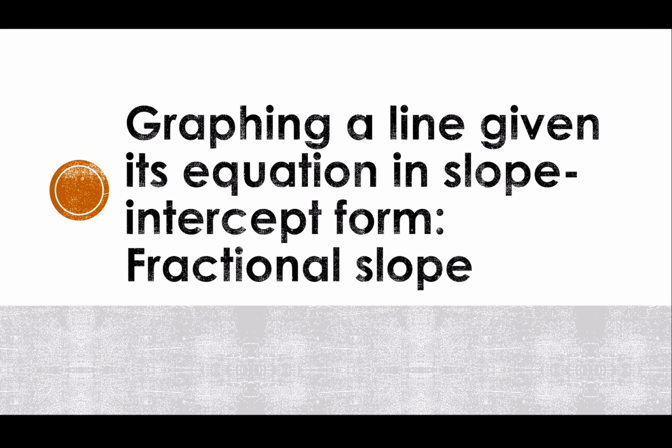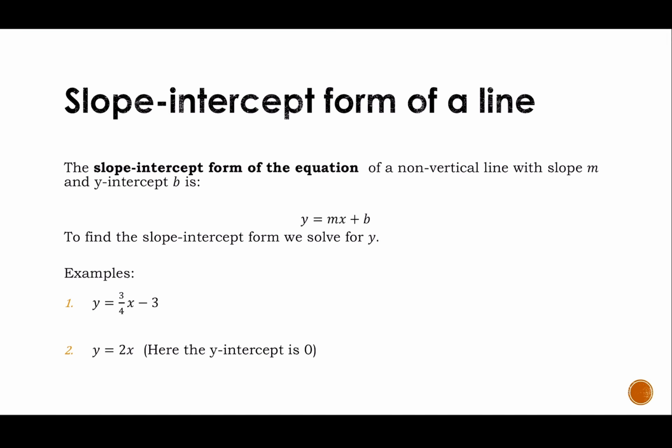This video covers the ALEX topic graphing a line given its equation in slope-intercept form with fractional slope. So first off, we need to talk about what slope-intercept form is. The slope-intercept form of an equation for a non-vertical line with slope m and y-intercept b is y equals mx plus b. And we like our linear equations in this form because it tells us the slope and the y-intercept.